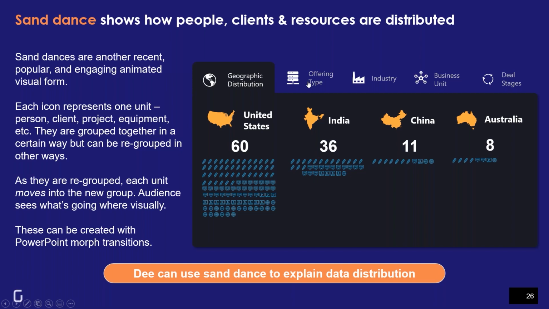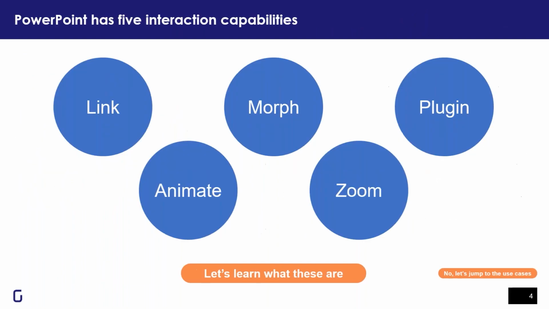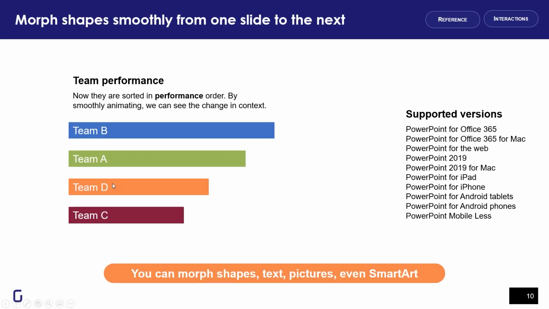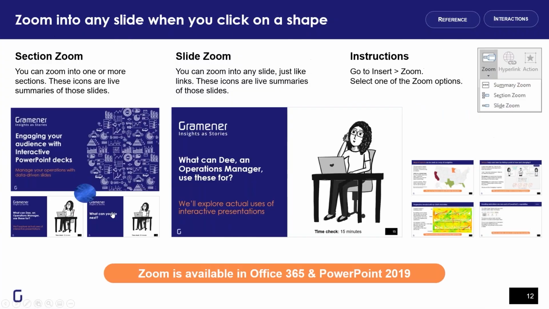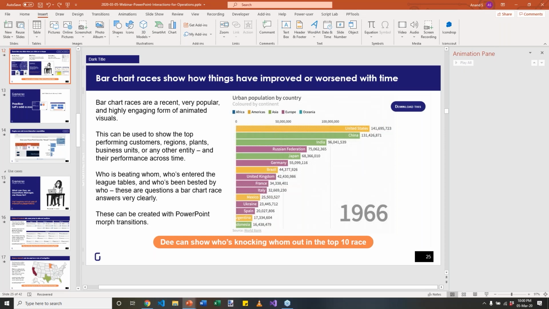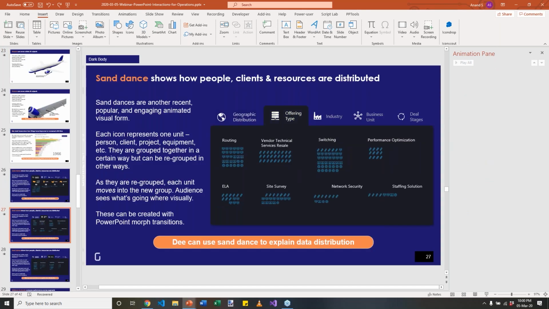But if I want to group them based on the type of offering, oh, sorry, I'm on the wrong one. Could just jump to the right slide. Bear with me. Okay, let's just jump here. Okay, here we go.